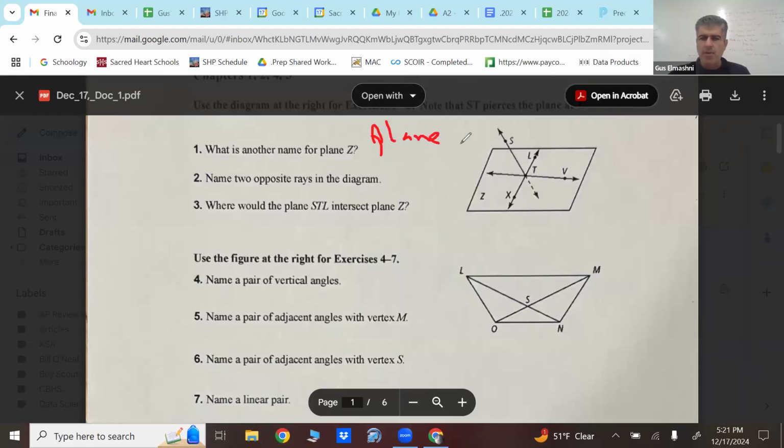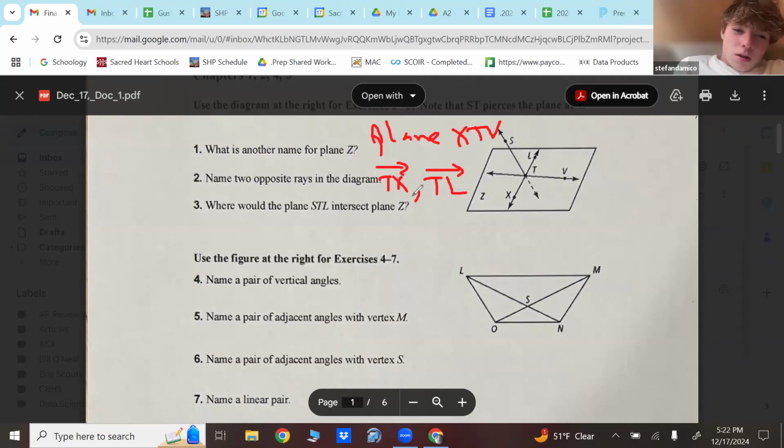You just pick 3 points that are not collinear. Name two opposite rays in the diagram. You can say like TX and TL. We're putting STL and... T intersect at point T.